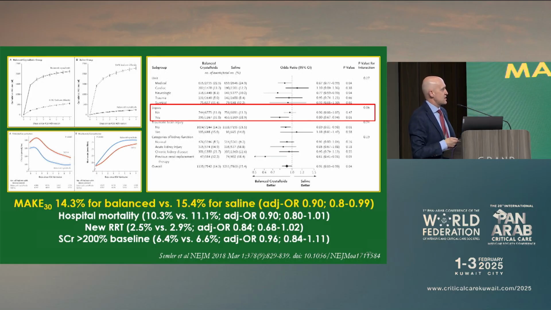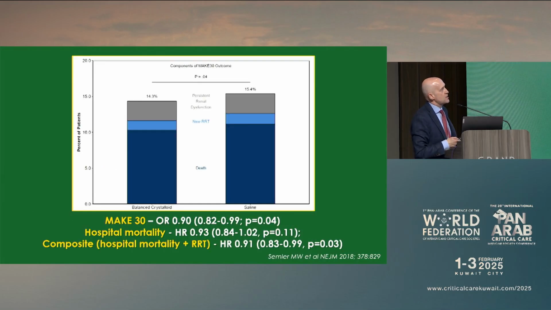And this was consistent across mortality, across utilization of renal replacement therapy, and across the renal endpoint specific, which was a doubling of serum creatinine. And here you can see the components of the MAKE30. In adjusted analysis, when they tried to stress their data, looking at how robust it was, they found there were differences also in hospital mortality and a composite of hospital mortality and renal replacement therapy reduction for those getting the balanced compared with the saline solutions.